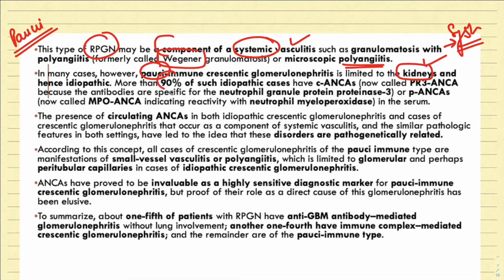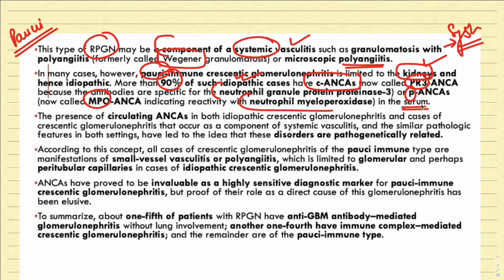Now more than 90% of such idiopathic cases, that means where there is no associated vasculitis, will demonstrate what is called C-ANCA. Now remember, C-ANCA is a previous term. Now C-ANCA is called PR3-ANCA. Why PR3? Because these antibodies are specific for the neutrophil granule proteinase 3. So they are called PR3-ANCA. Or these idiopathic cases will have what is called P-ANCA. Now this P-ANCA is also called MPO-ANCA. MPO stands for myeloperoxidase because these antibodies have very high reactivity for neutrophil myeloperoxidase in the serum.